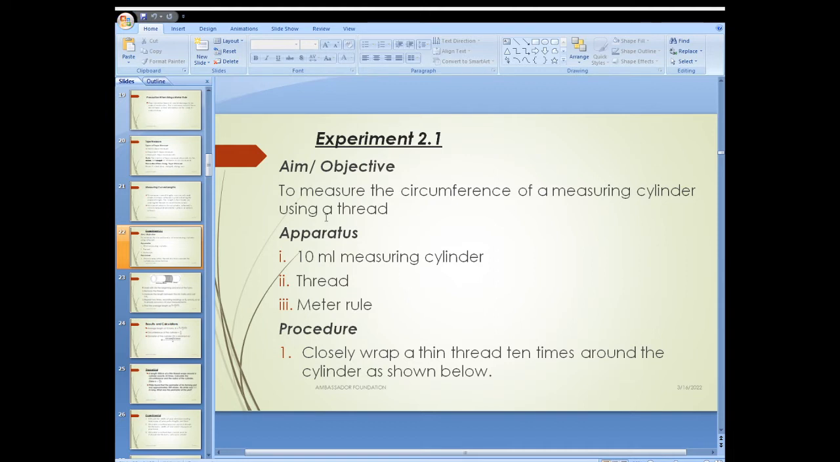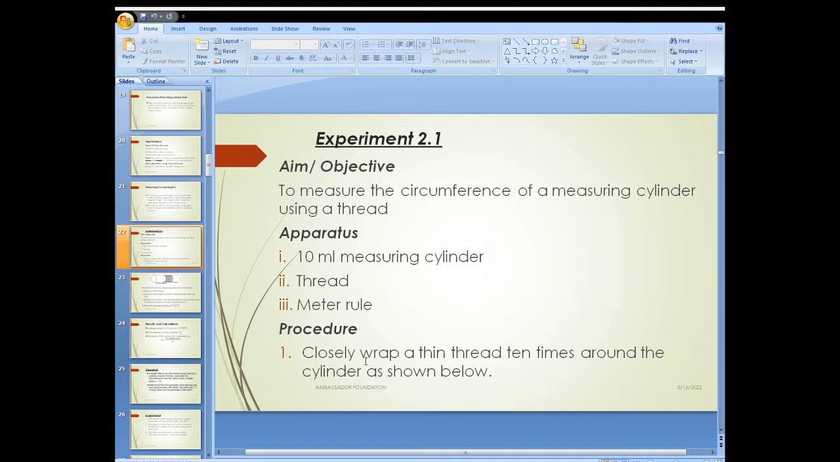So we have the objective of this experiment. It's experiment 2.1. We have apparatus, then we have procedure, and lastly we have calculation. We will see it. The aim of the experiment is to measure the circumference of a measuring cylinder using a thread. Apparatus: 10 milliliters measuring cylinder, a thread, and a meter rule.